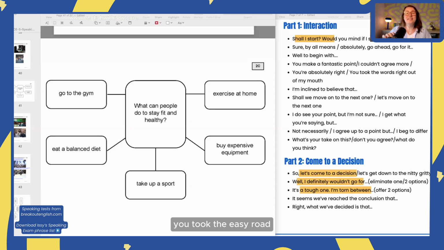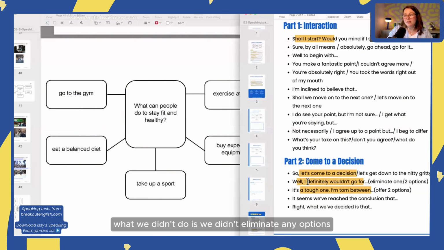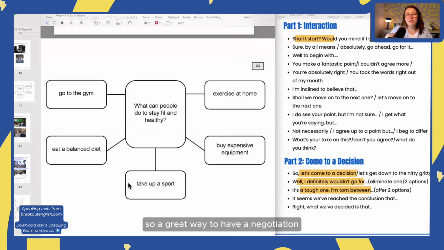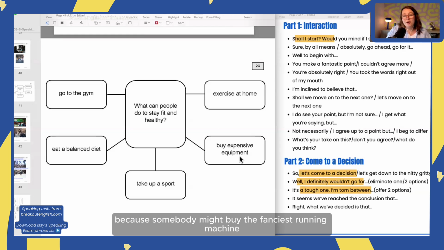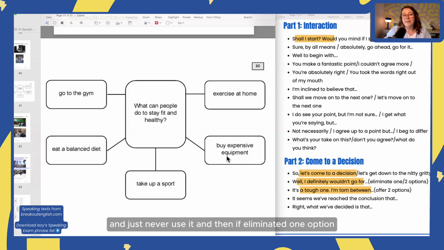You took the easy road, which is just to say your points agree with each other, end of conversation. Was there really a negotiation there? Not really. What we can do in this case, obviously the examiner said, I'd like you to choose two ways which are the most important. What we didn't do is we didn't eliminate any options. So a great way to have a negotiation would be to start by saying, well, I definitely wouldn't go for buying expensive equipment because somebody might buy the fanciest running machine and just never use it. And then you've eliminated one option.